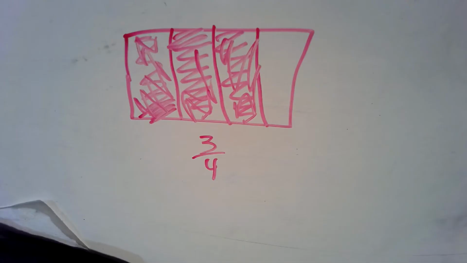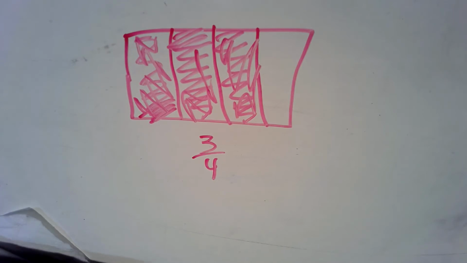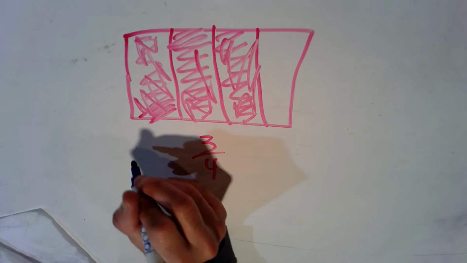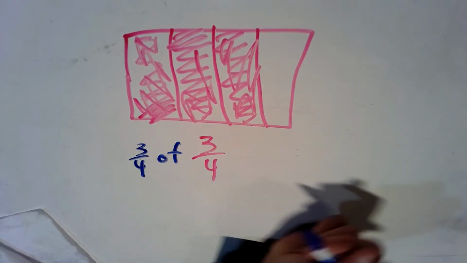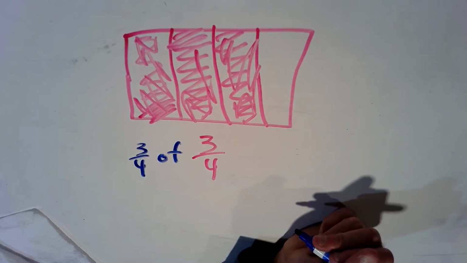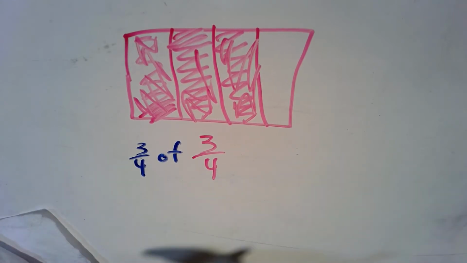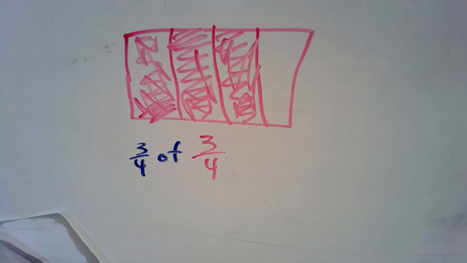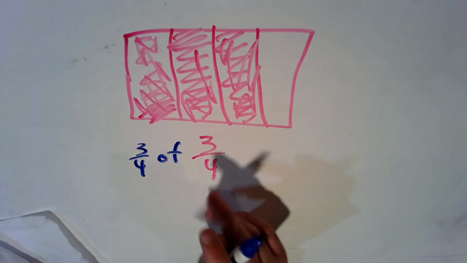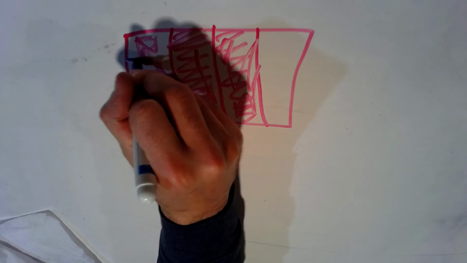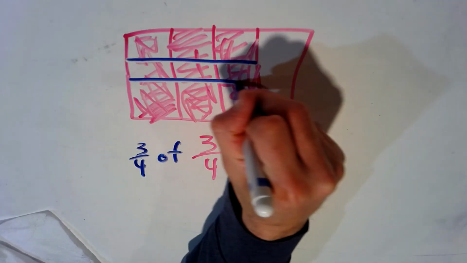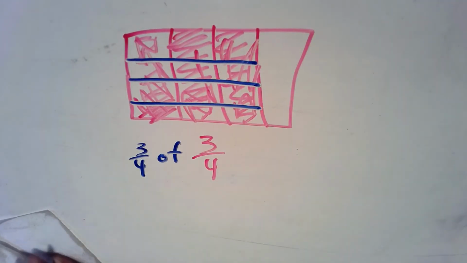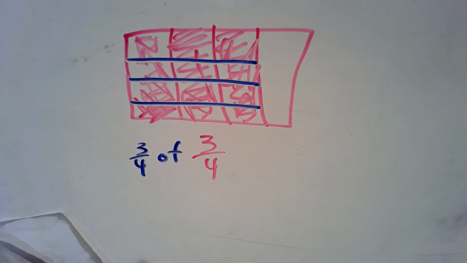Let's try another one. Okay, let's resume. And here we have 3/4. Let's say we wanted to find out what 3/4 of 3/4 is. 3/4 of 3/4 is going to be less than 3/4. I'm taking a fraction of 3/4. So what I'm going to do, of course, is I'm going to break my 3/4 into fourths. And I'm going to shade in 3 of those 4.